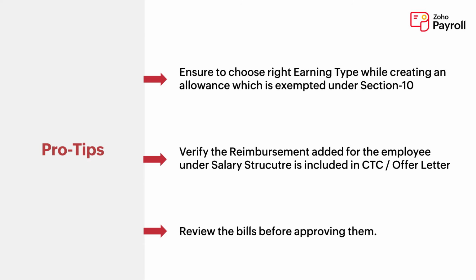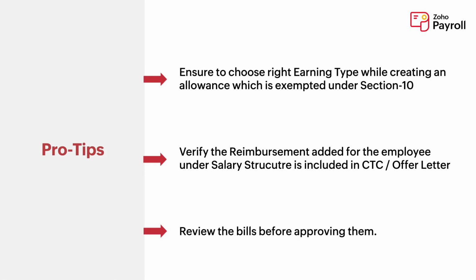So ensure to choose the right earning type to get the tax benefit or to offer a flexible benefit plan for your employees. And verify the reimbursement that you're providing for your employees is offered in the CTC structure to get that amount as a tax benefit. If it is an expense reimbursement, we have Zoho Expense using which you can claim your business related expense and pay for your employees. And as an admin, you can review the bills which are submitted for the reimbursements and for the flexible benefit allowances under section 10 and approve them accordingly.